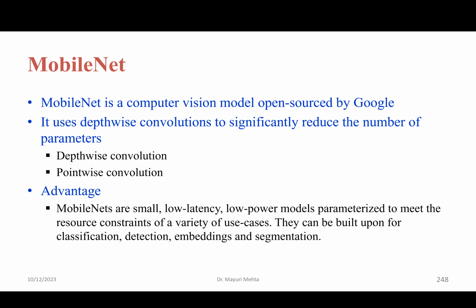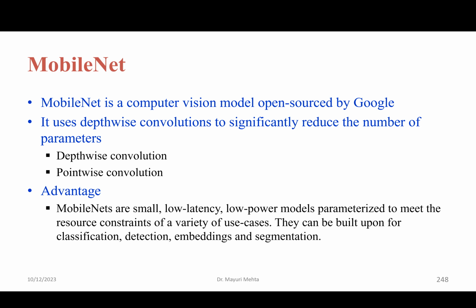MobileNet uses depth-wise separable convolutions. Now see what is different here. It uses depth-wise separable convolutions to significantly reduce the number of parameters compared to other networks with regular convolutions and the same depth in the nets. So this results in lightweight deep neural networks.